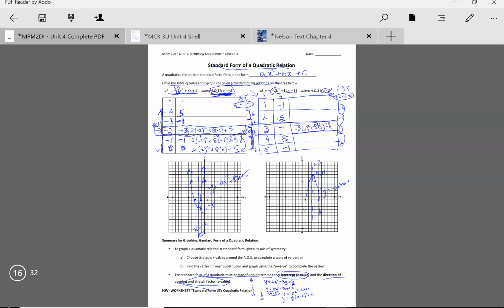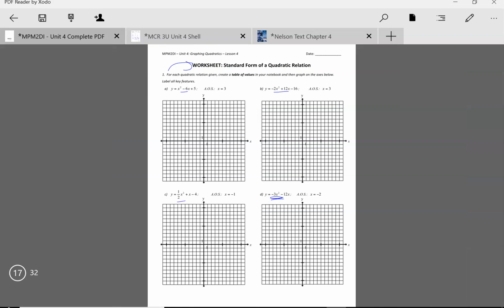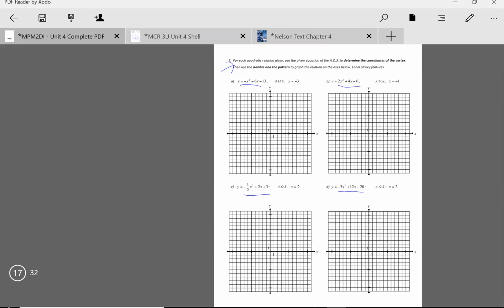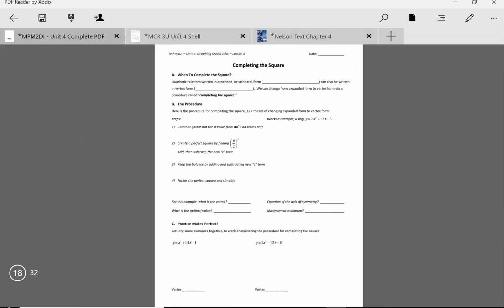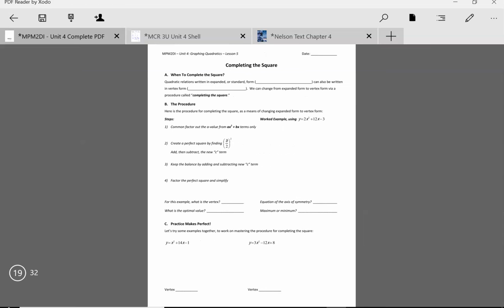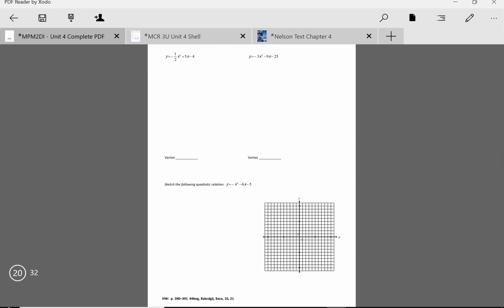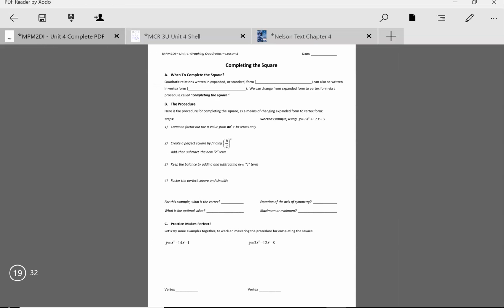We're not really doing anything new because, as you'll see here, when I ask you to graph things in standard form, I will give you the axis of symmetry for this lesson, because in the next lesson, basically what we're trying to do is go from the standard form like this to the vertex form. But the final answer is we want to find the vertex.